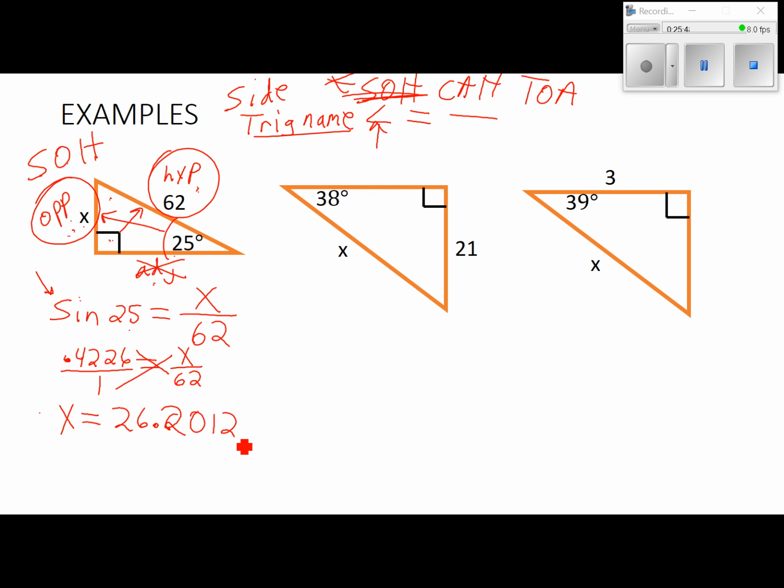26.2012. Normally on sides we're going to round off to the nearest tenth. Well, that's right here, one place behind the decimal. That 0 tells us leave the 2 the same, so we're just going to get rid of that. And that means the length of the side we were looking for is about 26.2. So the length of this side right here should be about 26.2.